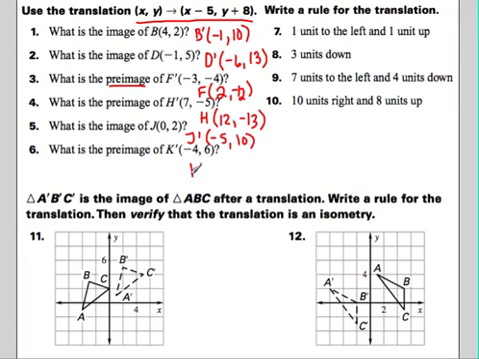And why not, we'll just do the last one here. We're going to do the pre-image. So K, that's negative 4 plus 5 gives us 1. 6 minus 8 gives us negative 2. That's awesome.